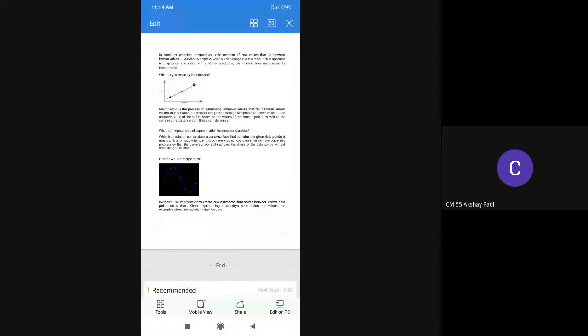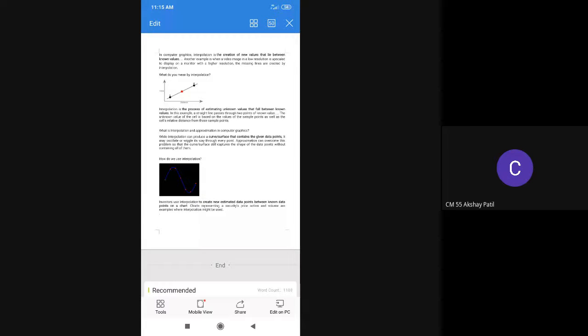Another example is when a video image having low resolution is upscaled to display on a monitor screen with high resolution. That means we can create the missing lines by interpolation. Whenever we improve that particular video, we can find the points in between the two sample points and display them on the screen.